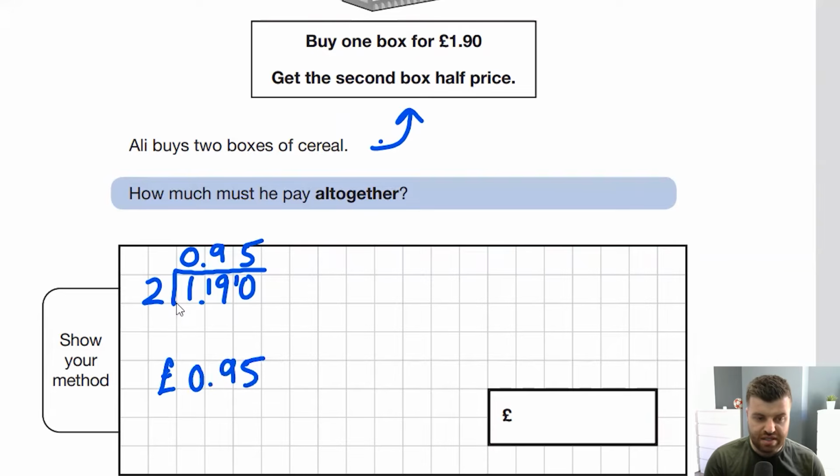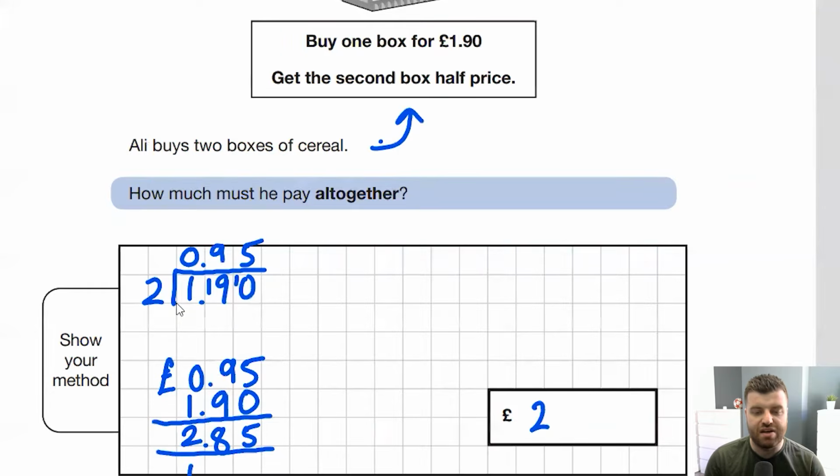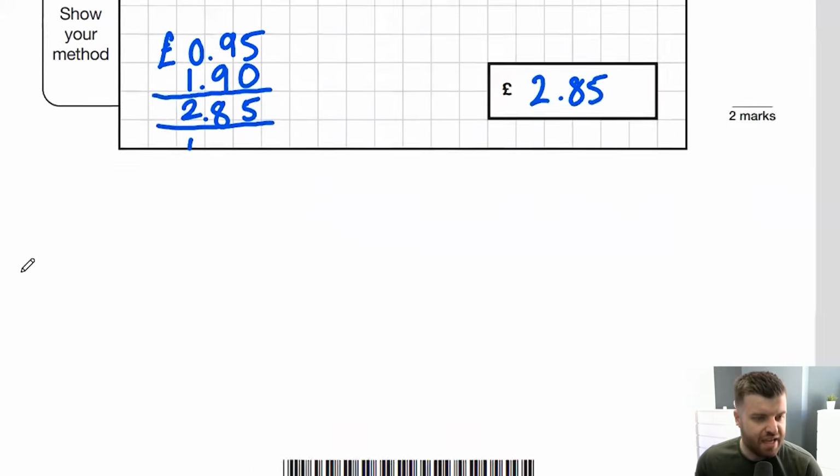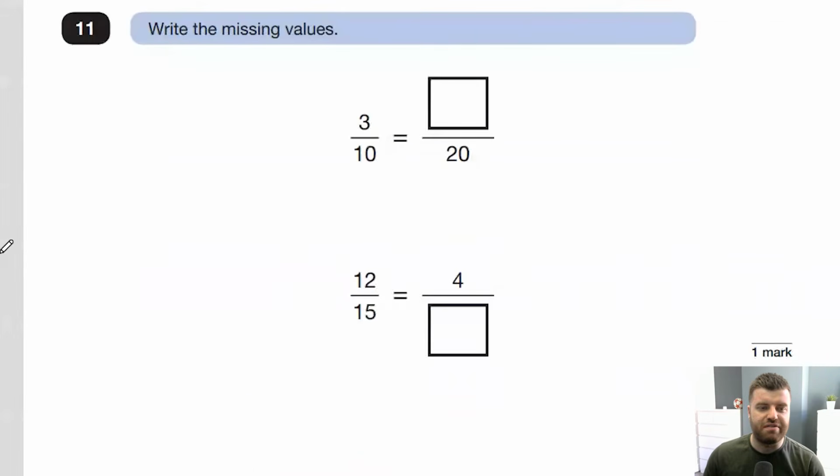The first box is still going to be worth £1.90 because there was no offer on the first box. And he bought both. So we're going to add them up. We have 5 in the 1p column, 8 here in the 10p column with 1 exchanging over for £1. And finally, putting in our decimal place, remember, we're going to put a 2 here. The answer is £2.85 for Ali's 2 boxes of cereal, taking advantage of that fantastic deal. Let's move on. Question 11.